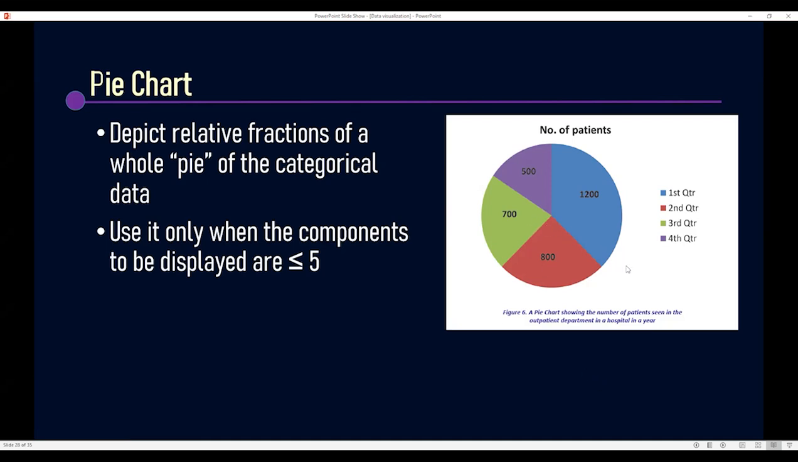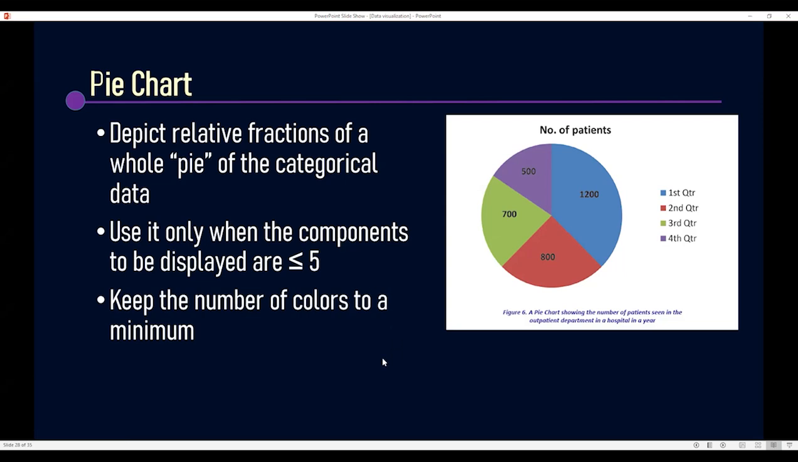This is the example of a pie chart. You have the title of the figure. Here is a pie chart showing the number of patients in outpatient department in a hospital in a year. So immediately you know that in the first quarter you have more number of patients compared to the fourth quarter. So this visually is very good, and you rapidly get the information using pie chart.